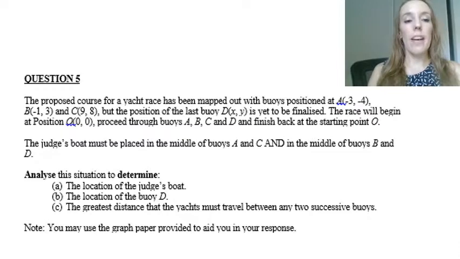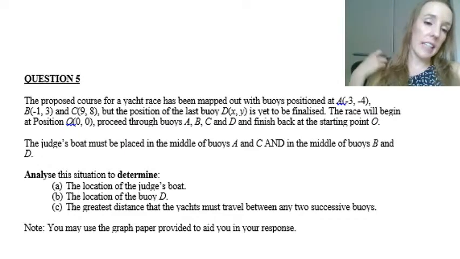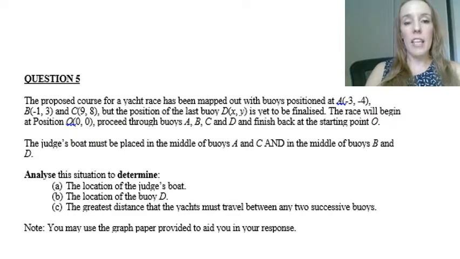Okay, so our next question, question 5, is a bit of a long question. You also had graph paper that you could use for your response as well. So the proposed course for a yacht race has been mapped out with the buoys positioned at A, -3, -4, B, -1, 3, and C, 9, 8. But the position of the last buoy, D, X, Y, is yet to be finalised.